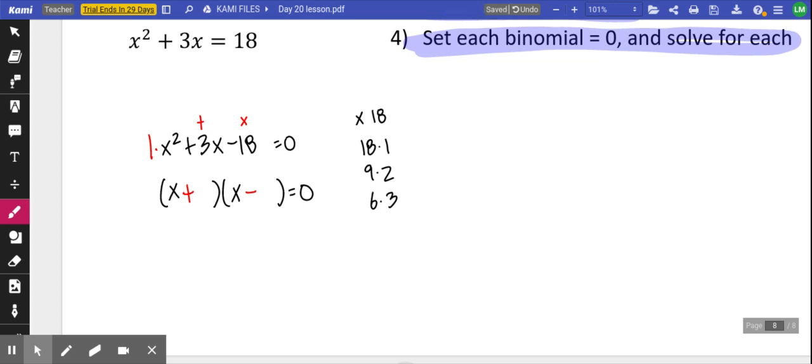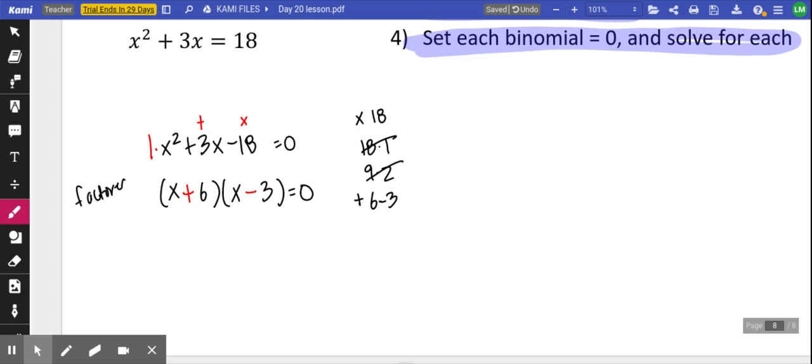Now, I just want to look which ones are ever going to get to 3x. 18 and 1, no. 9 and 2, that's either going to be 11 or 7. 6 and 3 do, right? Now, they have to add to 3x, so I need a positive 6 and a minus 3. So I have x plus 6, x minus 3 equals 0. All right, factored. We factored it.